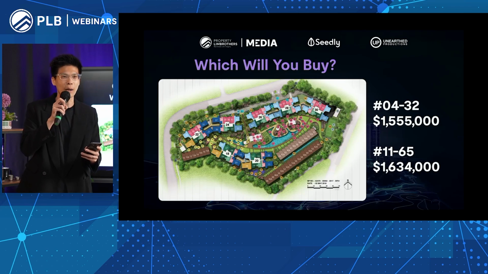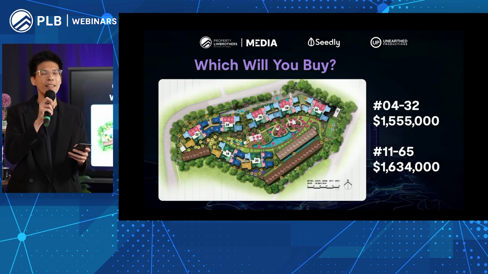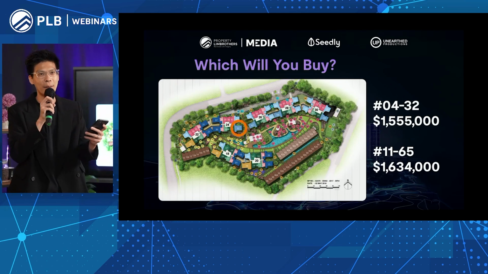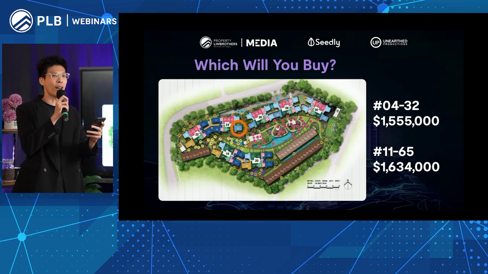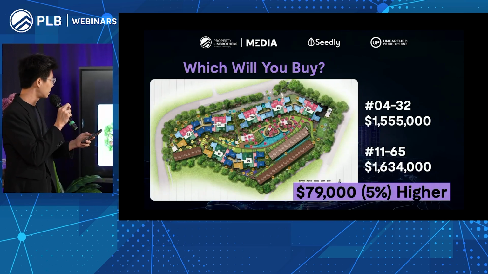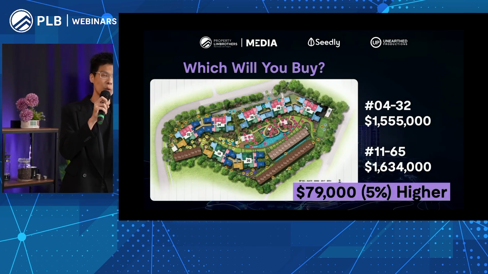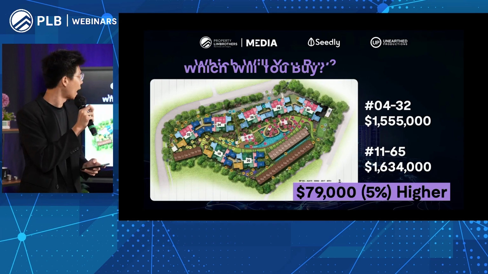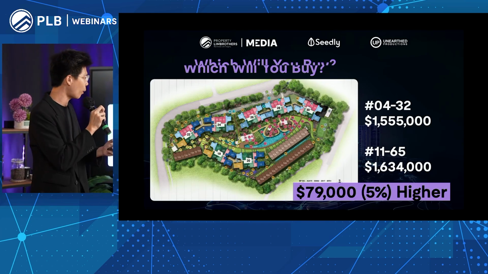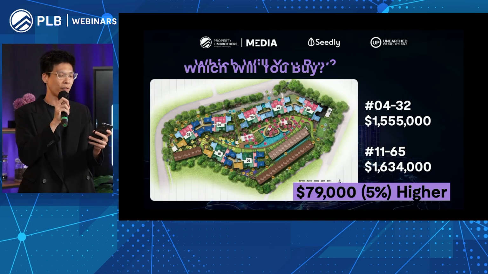One question people sometimes ask is, can we buy the 4th floor or not? It's very hard to exit. From a feng shui standpoint, there will be a lot of exit audience that might have concern. So let's take a look. Over here, 0432's purchase price was 1.555 million and 1165 was 1.634 million. So there was a price disparity of close to 79k, 5%.